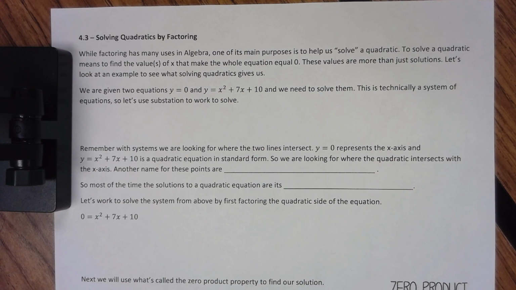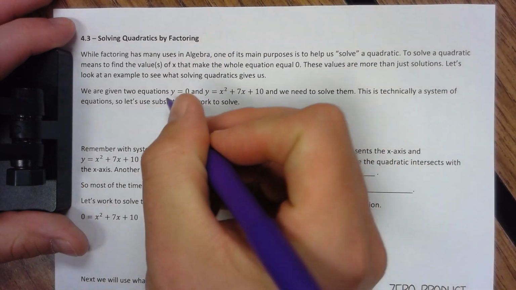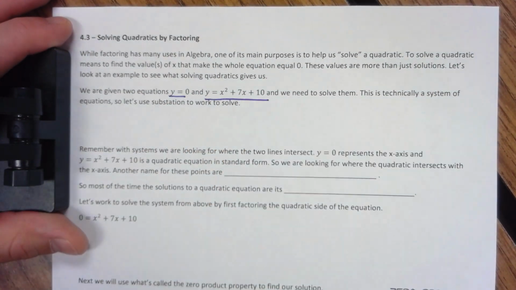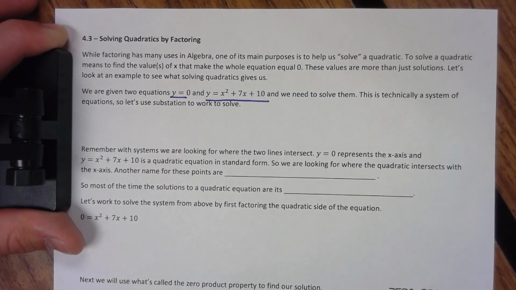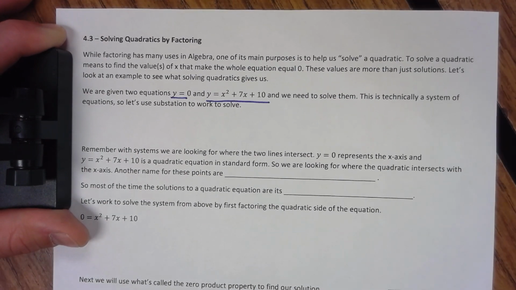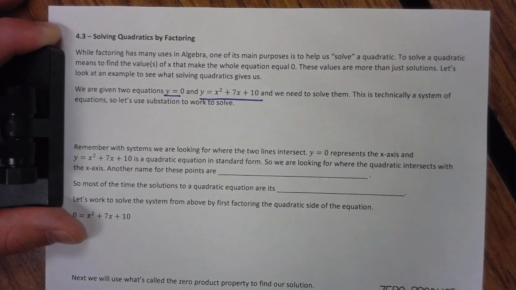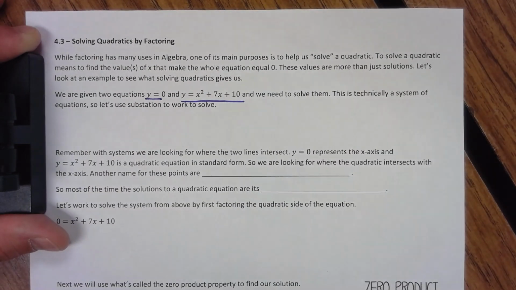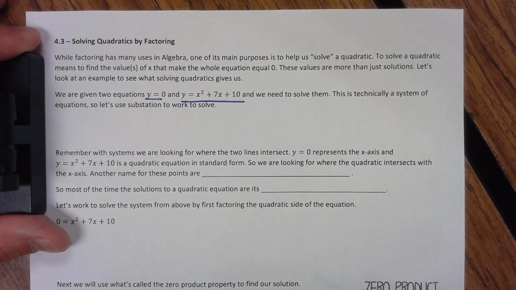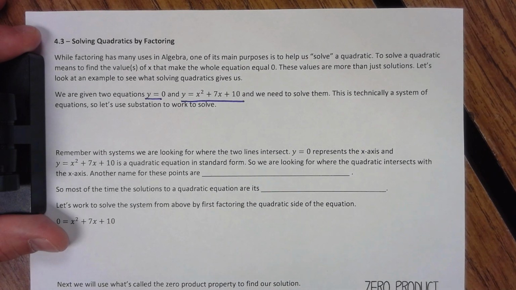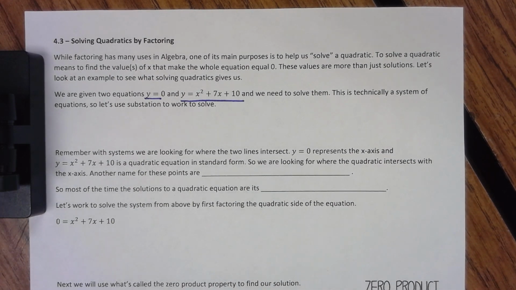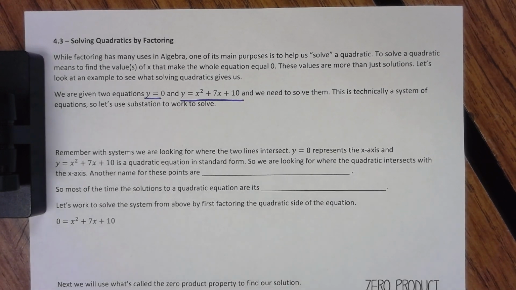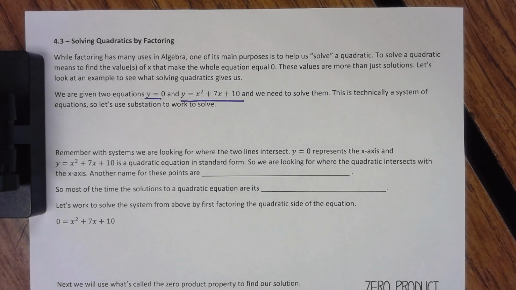We're given two equations, y equals 0 and y equals x squared plus 7x plus 10. I'd write that down. Anything I underline or write down is what you should be adding into your notes. And we need to solve them. If we're given two equations, this is a system, right? Our last unit was on systems. We need to solve them using either substitution or elimination. Since we have y equals in both cases, substitution is going to make the most sense.